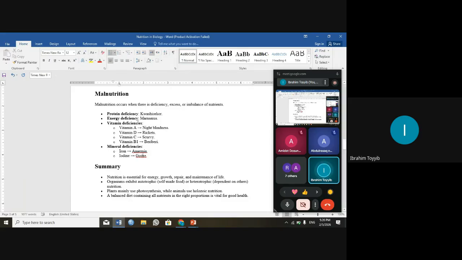So marasmus, you might not know the meaning, is a severe form of protein energy malnutrition. It is caused by extreme and prolonged deficiency of all the calories, like fat, protein, and carbohydrates. So it will result in what? Skin and bones, not appearing in a good manner.